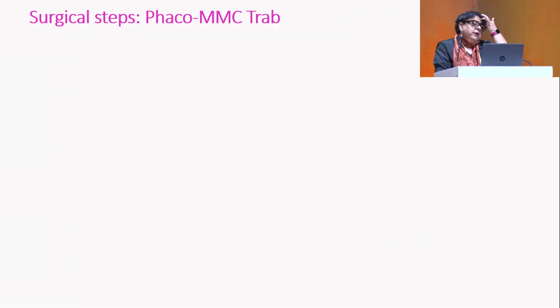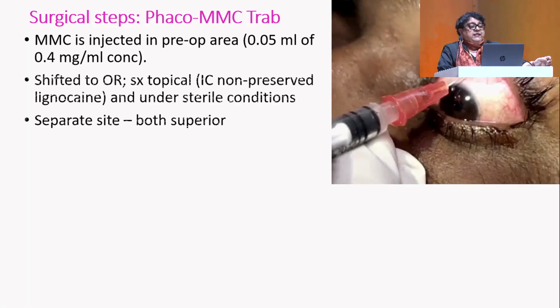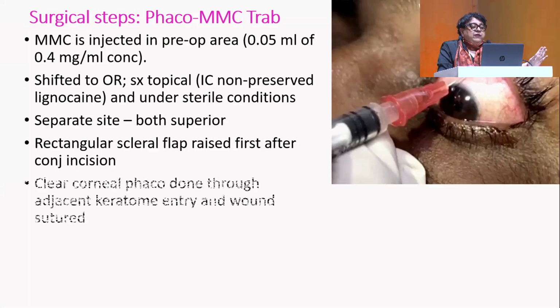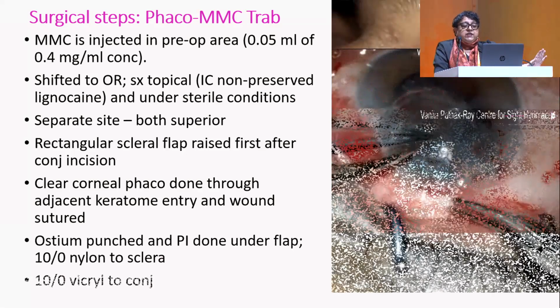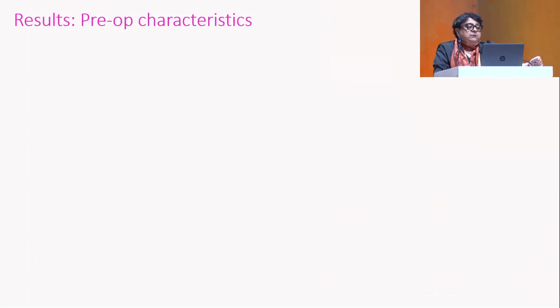Where phaco-trab is concerned, I did all under injected mitomycin C. They were then shifted to the OR, and they were mostly topical surgeries with usage of non-preserved lidocaine during surgery. I did a superior site, separate phaco and trab. First, a rectangular flap was raised, then a clear corneal phaco was done adjacent to it, which was then sutured, and then the trab was completed.